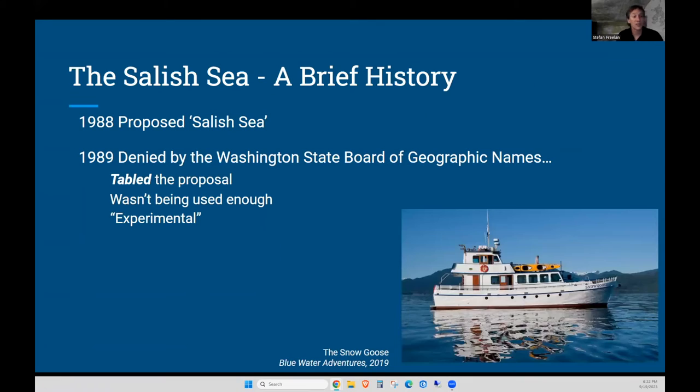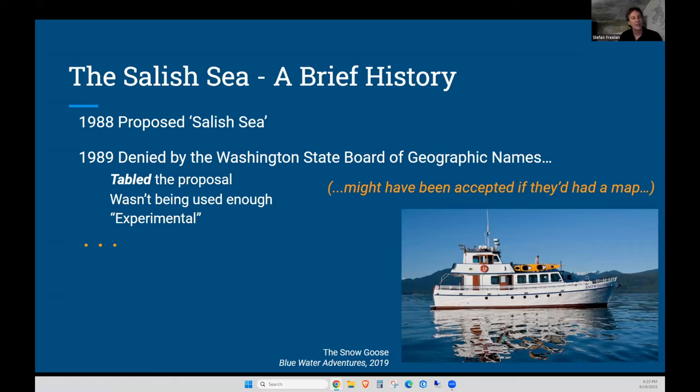So Burt proposes the Salish Sea and they come back a year later and say, maybe not. They didn't flat out deny it, which is very lucky. If they had just said no, it's hard to appeal. But instead, they tabled it. They basically said, maybe. Let's think about it. Not enough evidence right now. It seems a little bit experimental. And that left the door open, just a crack, for a future reapplication. Now, I like to think personally that if they just had a better map back in the 80s, it might have gone through the first time, but that's just my supposition.